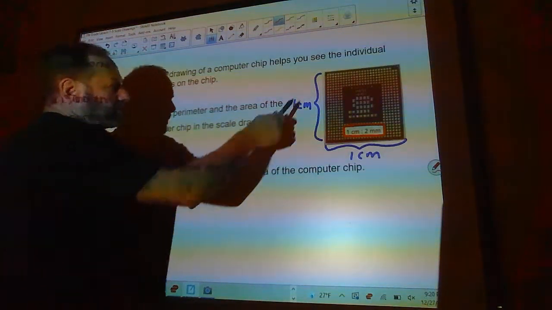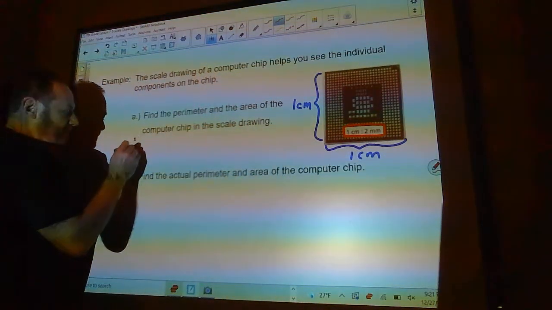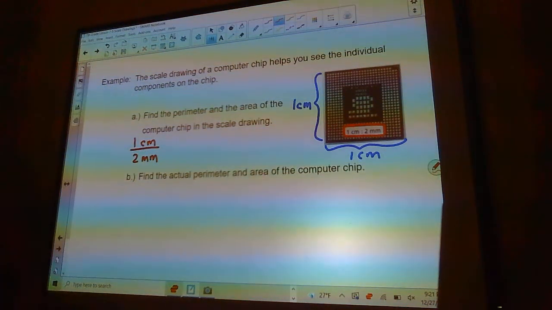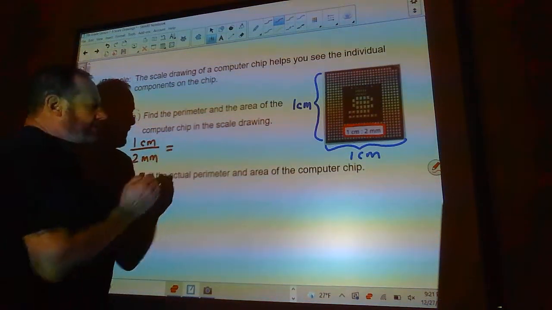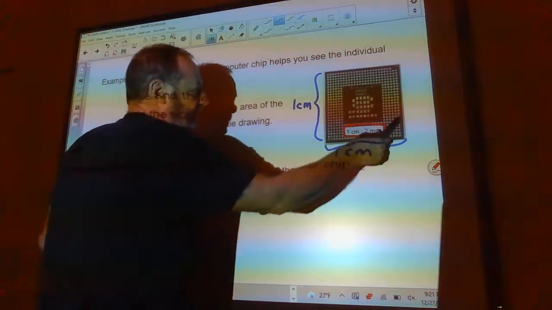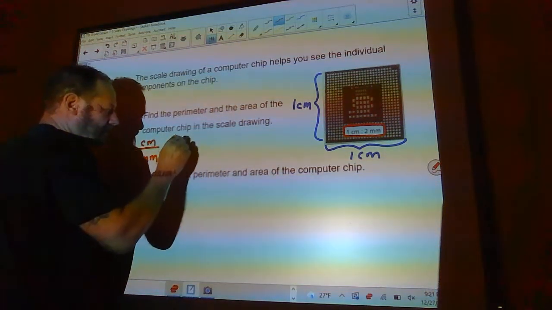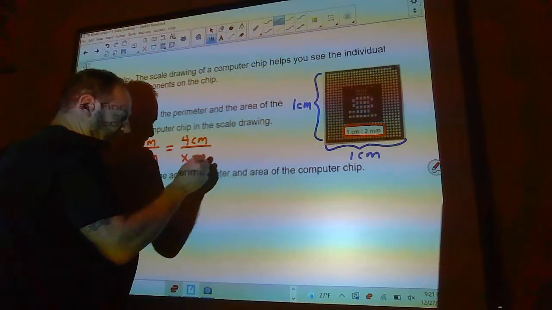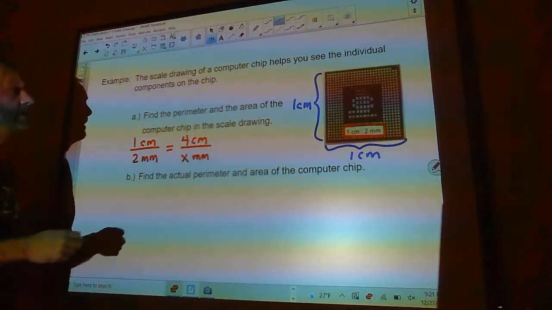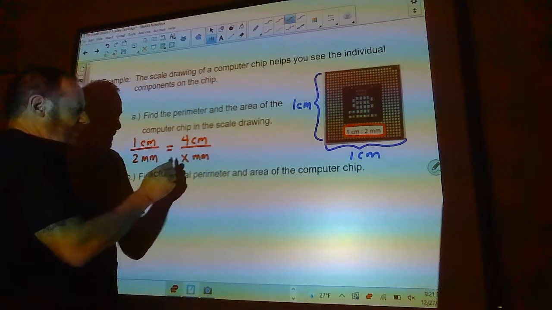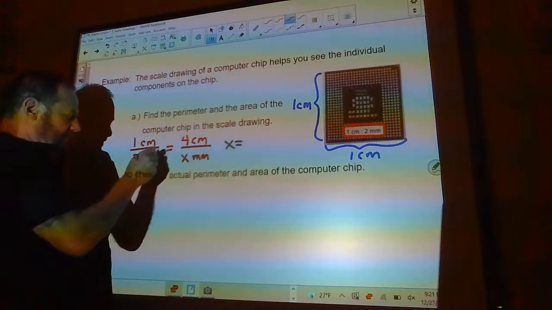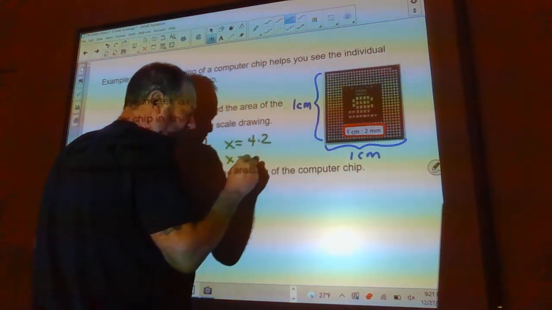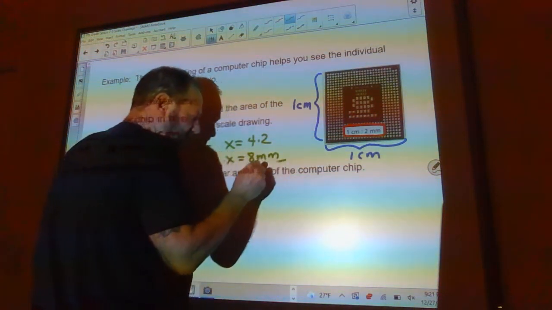So this computer chip is a centimeter by a centimeter. So this would be 1 centimeter is to 2 millimeters. But the perimeter of this is actually 4 centimeters. So then the actual perimeter is going to be in millimeters, and we just need to solve this. So x is going to equal 4 times 2 divided by 1. So that's just 4 times 2, which is going to be 8 millimeters.